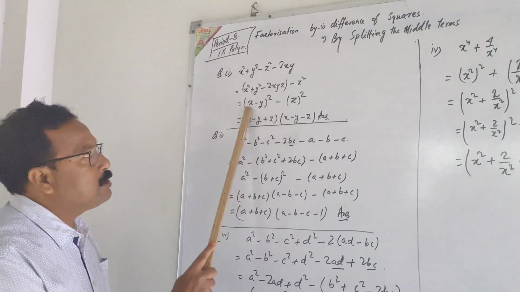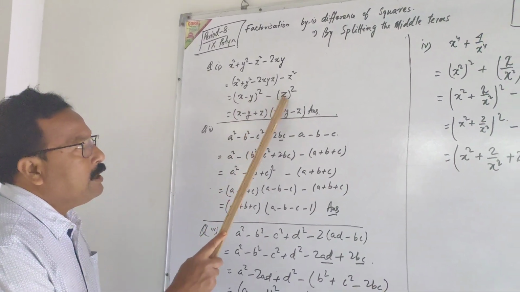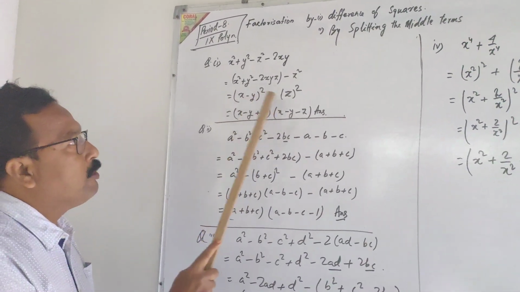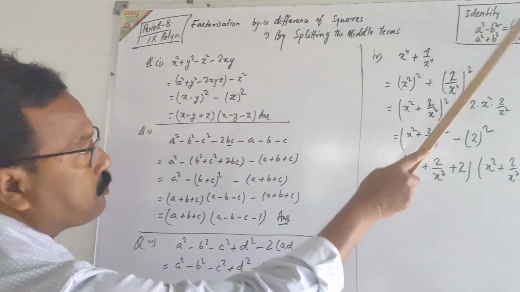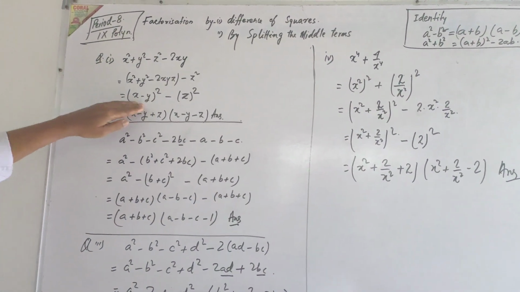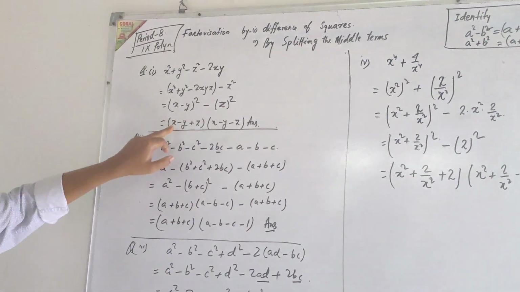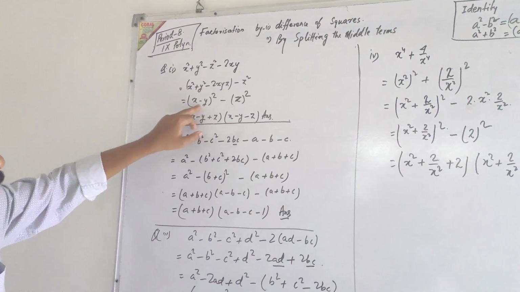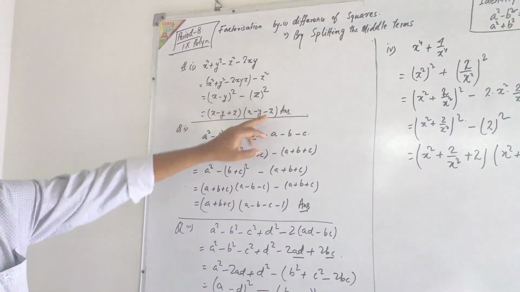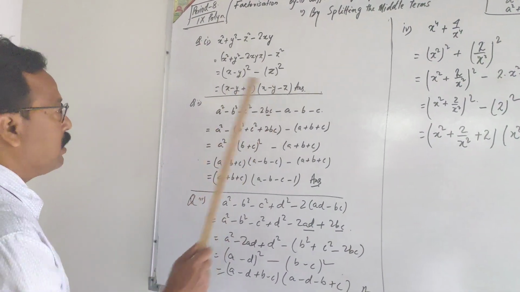If you consider this bracket as a and this one as b, it is of the form a square minus b square. That is the first identity. We can break this into two factors, that is a plus b and a minus b. Yes, this is our answer and these two are the factors.